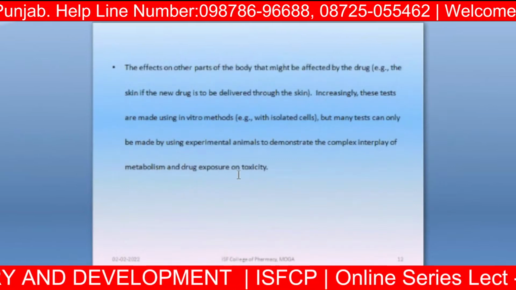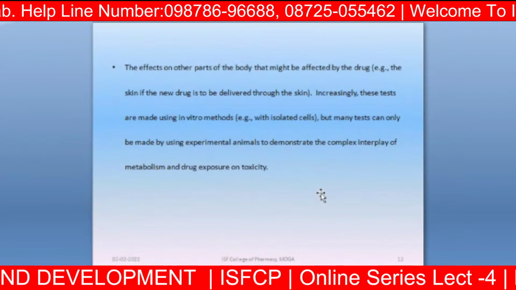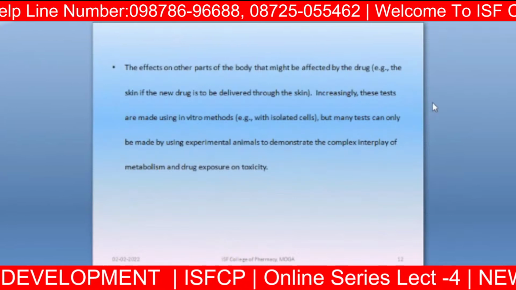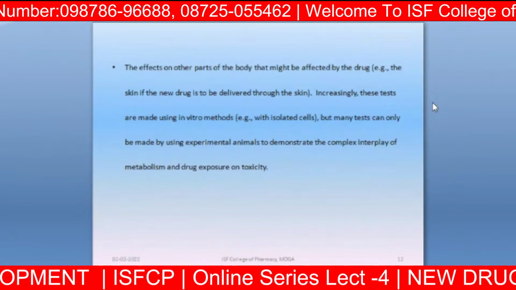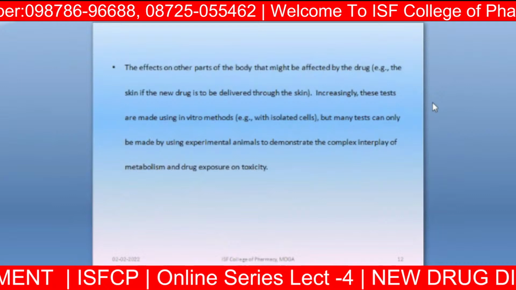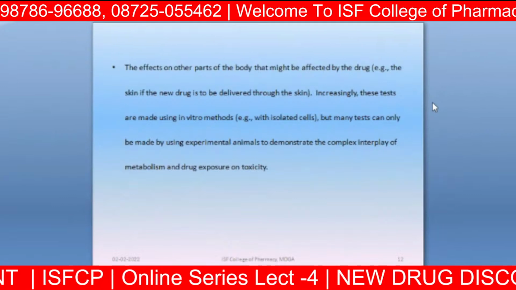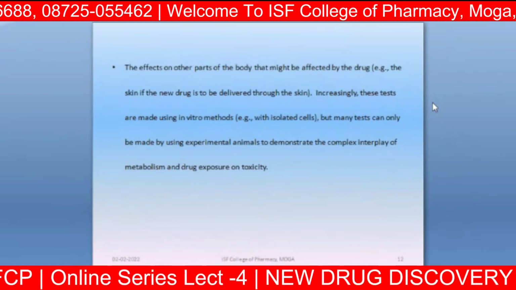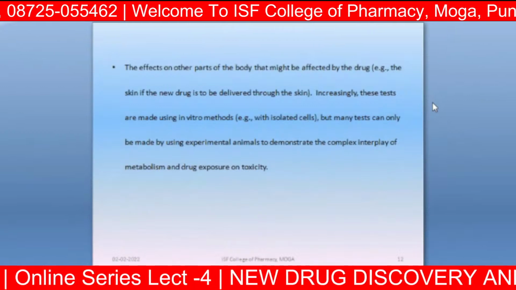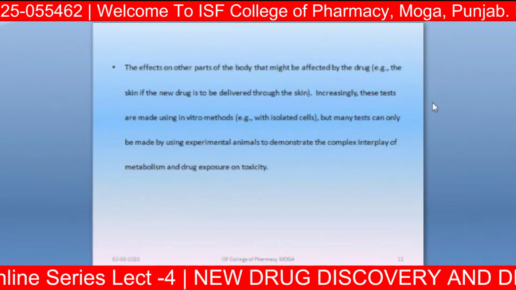The effect on other parts of the body that might be affected by the drug. If the skin, new drugs to be delivered through the skin. Increasingly, the tests are made using in vitro methods with isolated cells, but many tests can only be made by using experimental animals to demonstrate the complex interplay of metabolism and drug exposure to the toxicity.